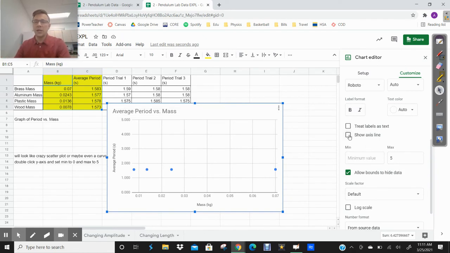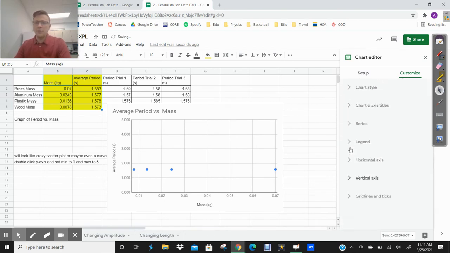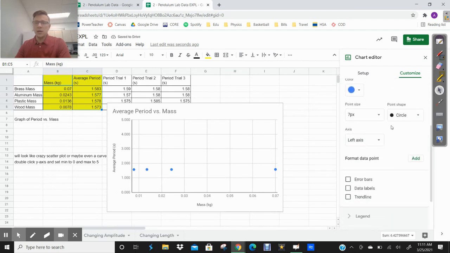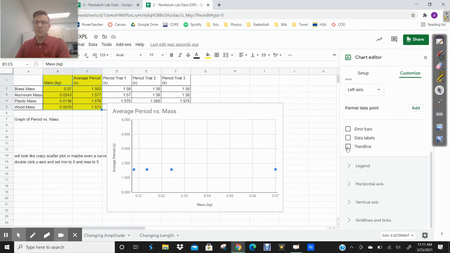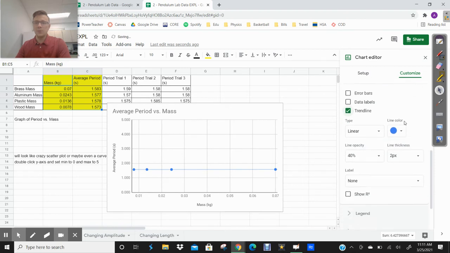I also like to hit this button here, show axis line, which gives us an actual line on the y-axis. It puts this solid line in instead of the graph just kind of not having a line and going off the screen. So I always click that, and then I'm going to get off of the vertical axis, and the last thing you need to do is go to series and scroll down to the last checkbox, which is Trendline. That's going to bring up some new options.